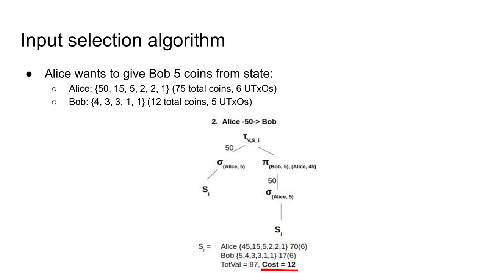and that would mean a cost of 11. And here the cost is actually the number of UTXOs in the state. And if we assume that each UTXO has a fixed size, then this is equivalent to the size of the state in bytes. So how could we do something better?